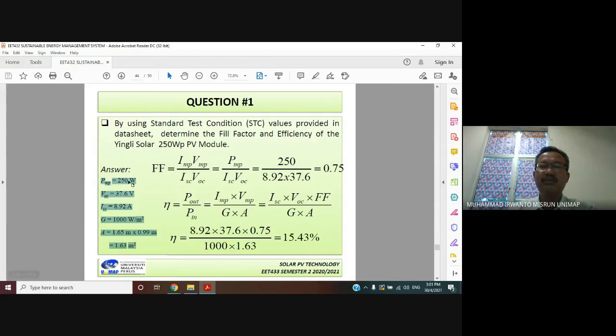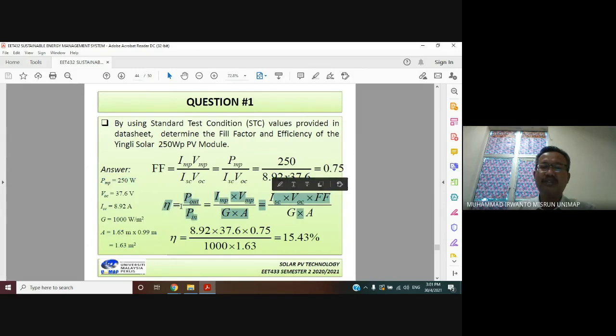So just substitute the values of maximum power, short circuit current, and open circuit voltage from the datasheet. So 250 over 8.92 multiplied by 37.6, we obtain 0.75.